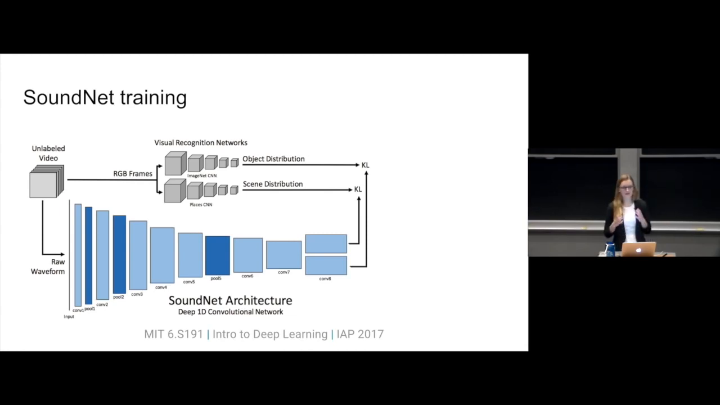So we can use these vision networks as labels for the video. We get object and scene information basically for free, which is really cool. And so we can use this object and scene information as a label for our sound. For example, if you've got a video of birds, they're probably chirping. And so we can naturally learn that birds chirp, and this is what birds look like, so we can associate those two.